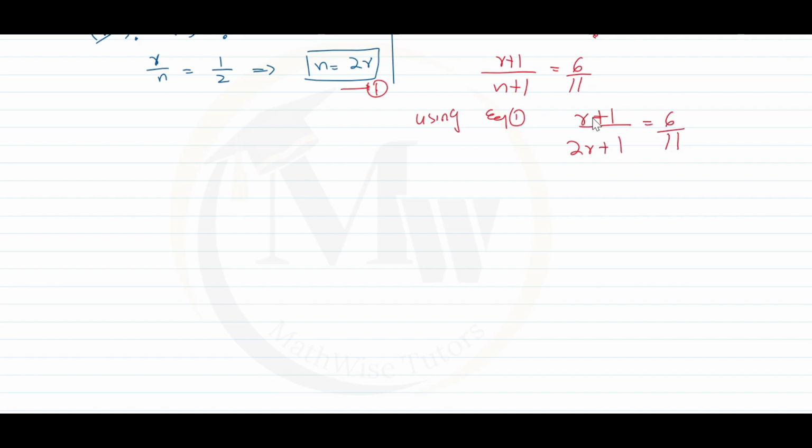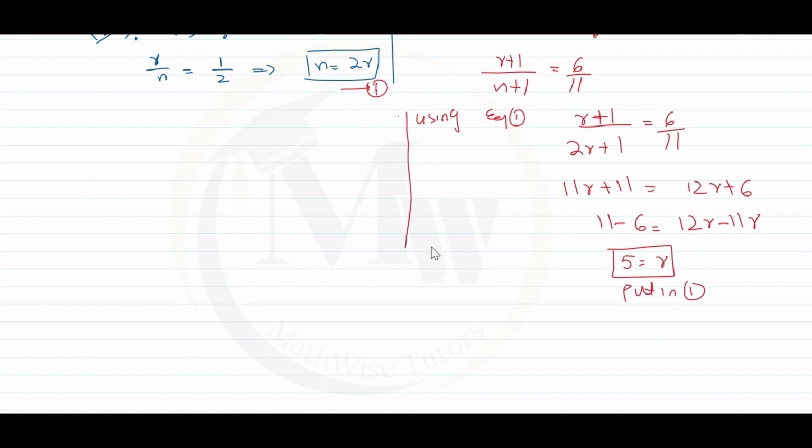By simplifying, we do the cross multiply. So r plus 1 is multiplying with 11. So 11r plus 11 equals 12r plus 6. So it would be 11 minus 6 equals 12r minus 11r, which equals 5 equals r. So r we have 5. So we can find the value of n by using this r. Plug in equation number 1. So n equals 2r, which is n equals 2 times 5, and n equals 10.